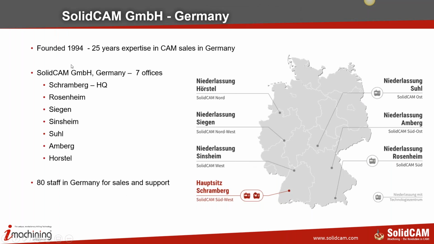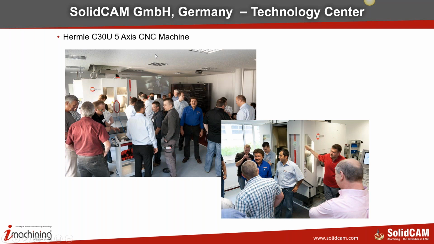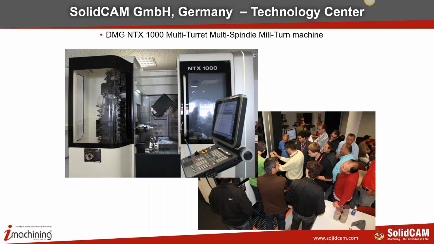In Germany, we have got 7 offices, and all of these offices are in different parts of the country. I'm talking about Germany because it's an ideal example for us, where each of the offices are not simple table and chair offices or computer offices, but we have some of the most complex machines sitting inside our offices in Germany, as well as a few other countries worldwide. For example, in Germany, we have in our technology center a Hermle C30 5-axis machine. We also have a DMG NTX multi-turret, multi-spindle, multitasking machine.